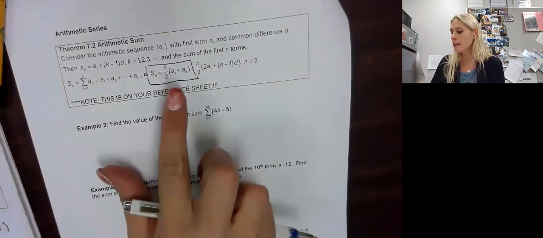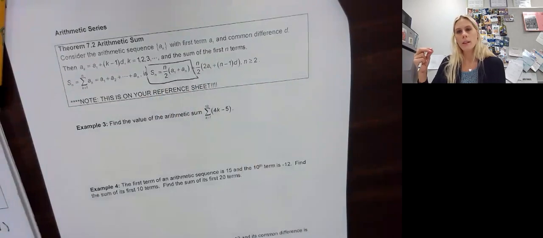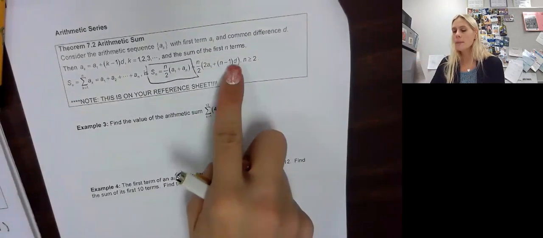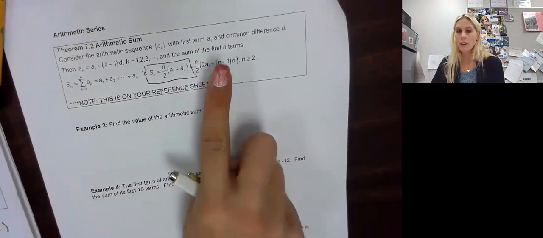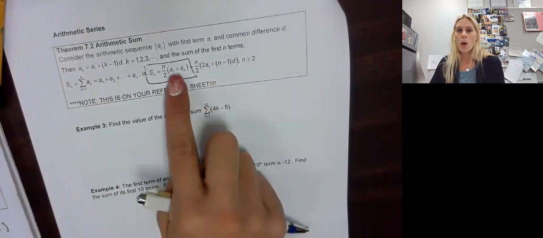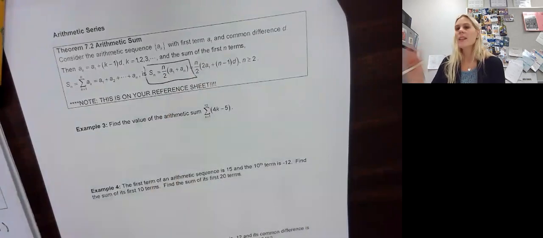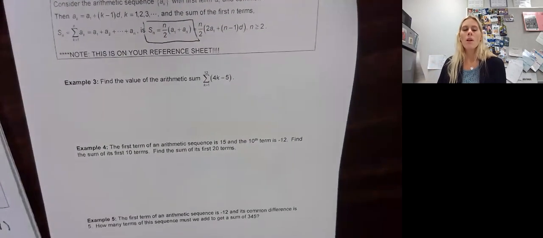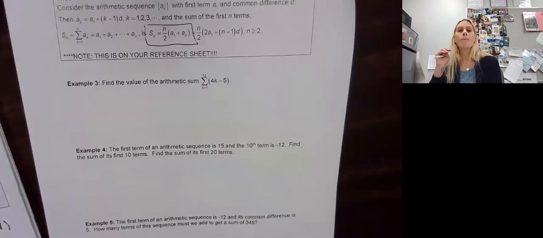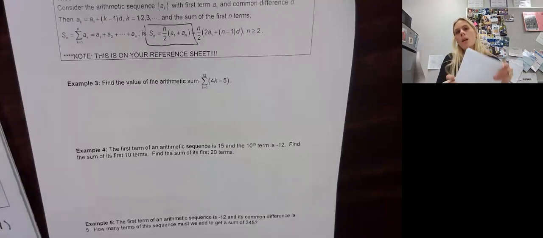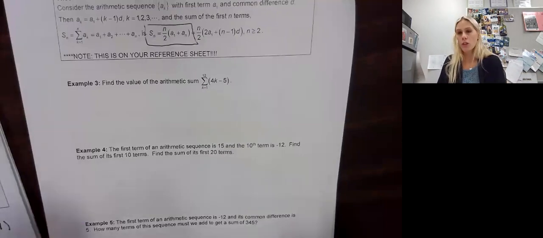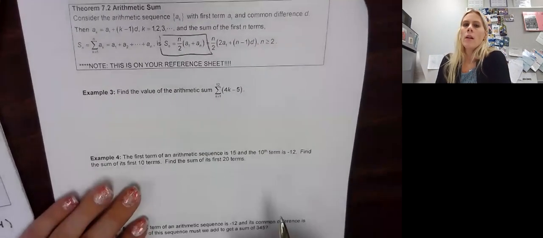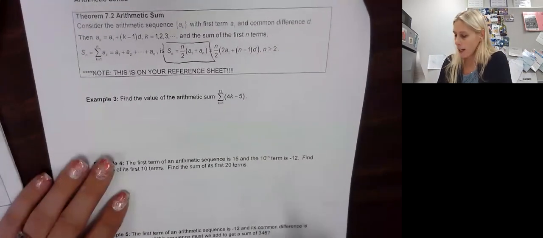What we need to keep in mind is you want to use the equation that's better for you. If you know the common difference, the n value, and the first term, that's good. If you know the n value, the first value, and the last value, that's good. That's going to be up to you and what you want to do. So let's do a couple questions here. Find the value of the arithmetic sum. Okay, so we're starting with 1, the first term. We're ending with the 12th term, and we know we have 4 times k minus 5.